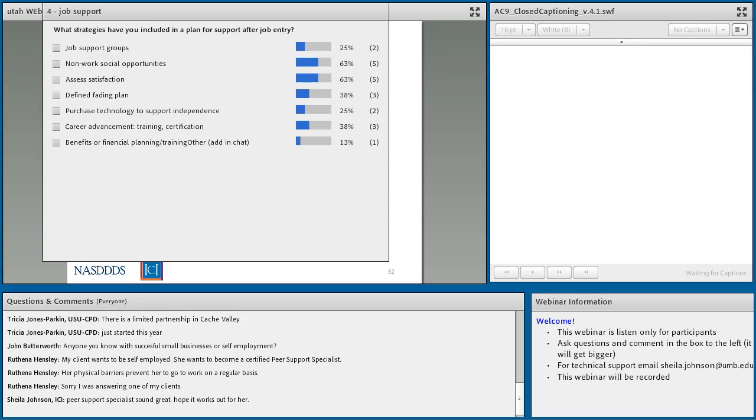A good array of things in people's responses here. So a little bit of focus on job support groups, pretty high on maintaining and supporting non-work social opportunities. Those may be wraparound kinds of things, but my particular focus in my comments there was on maintaining friendships, assessing satisfaction and making sure we're looping back to that on a regular basis.